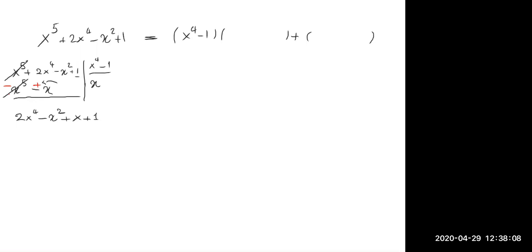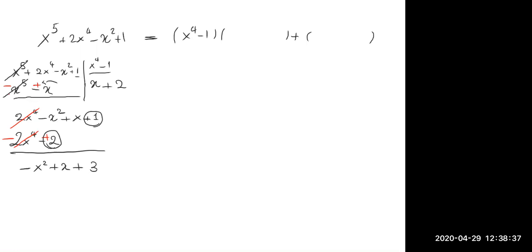Okay, I have 2 times x to the 4 here, and here I have x to the 4, so I just need to multiply it by 2. I would get 2 times x to the 4 minus 2. Then I change the signs. This would cancel this. I would get minus x squared plus x. Here I have plus 2, here I have plus 1. The sum would be plus 3.